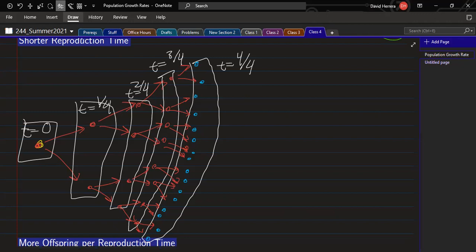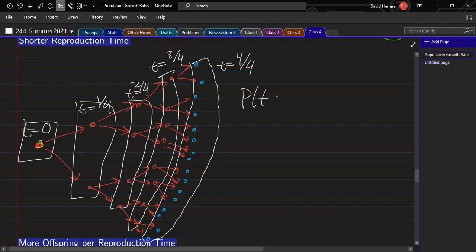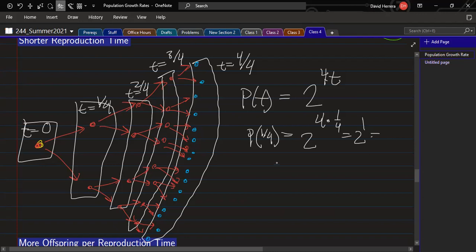Now, what is the rate of change now? Well, the population still starts off at 1, and then it's going to be doubling. It's kind of difficult to figure out in your head. You have to maybe think about it. One way to do it is just to see what happens. So what happens when you plug in 1/4? Well, it doubles, which means you need to put a 4 here. So P of 1/4 is 2 to the 4 times 1/4, which is 2 to the 1, which is 2. I wanted this to be true. That's why I chose to put a 4T here.